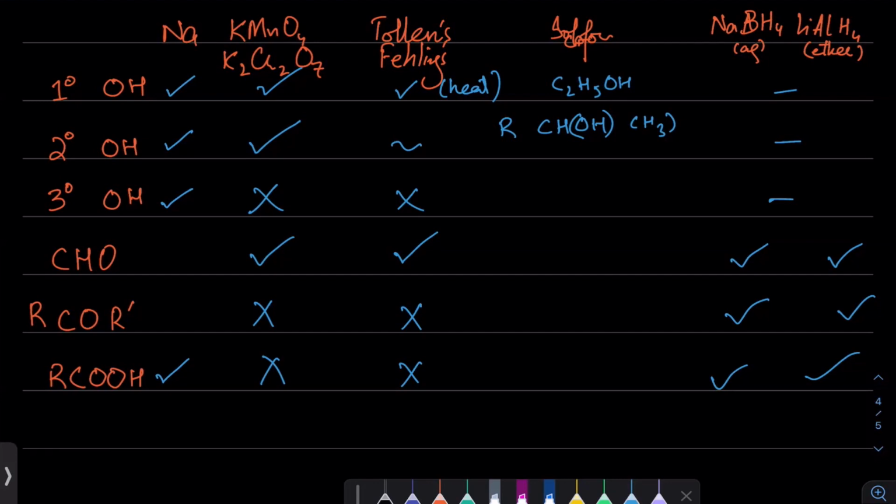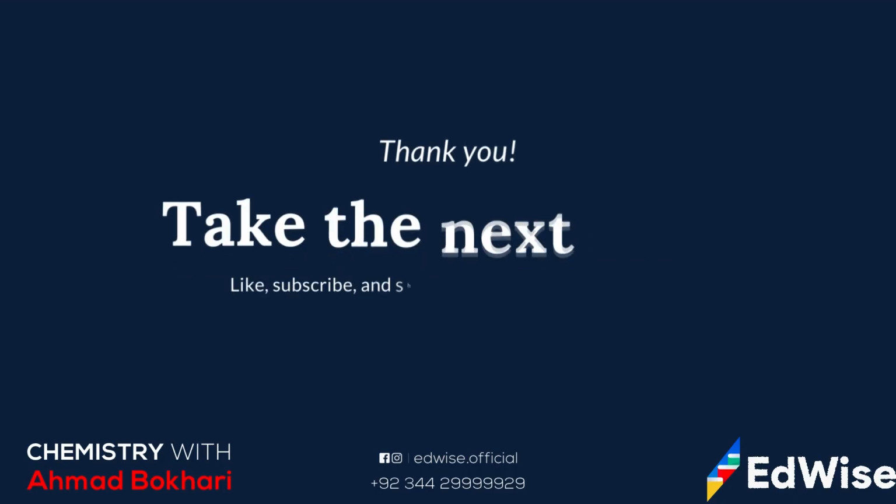All right, so I hope you understand this and the basic ideas behind it. कि oxidation कहाँ हो सकती है, reduction कहाँ हो सकती है, कौन सी चीज as an acid react कर सकती है. Those are the three main ideas, and the fourth one is iodoform.